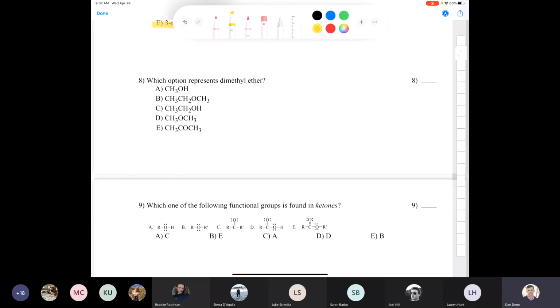Again, it asks you which option represents dimethyl ether. Well, the first thing you need to know is what is an ether, right? An ether is when you have an R group attached to an oxygen and then another R group attached to it. It can be the same or different. So if I have a dimethyl ether, we know that a methyl group is a CH3 group attached to something. And so if I have my oxygen and I have a methyl group on one side, and a methyl group on the opposite side, that gives me dimethyl, right? Di meaning 2. That's 2 methyl groups on my ether.